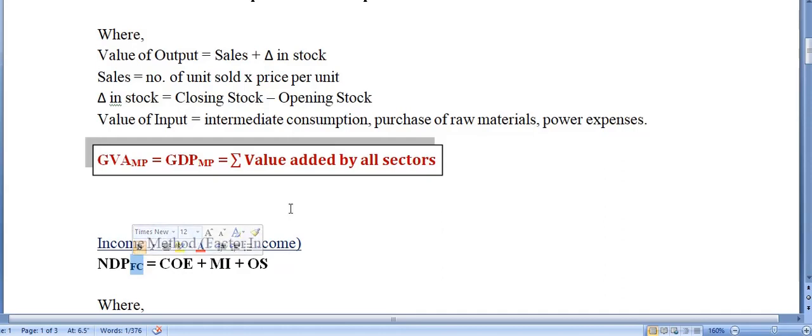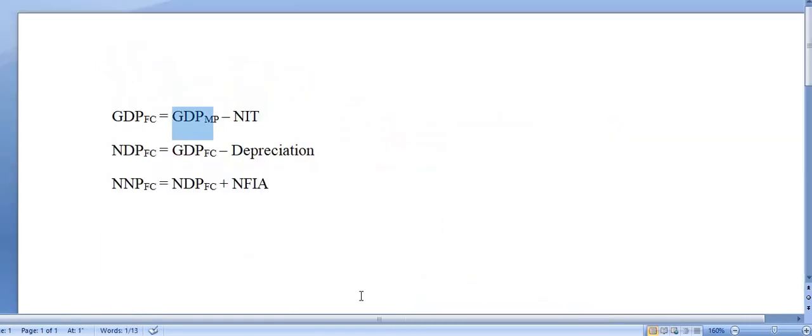The income method and the value added method are the same, but there is a slight difference: from the income method, if you want to go to GDP MP, you have to add depreciation as well as NIT, that is net indirect tax. Let me just show you out here. Now from NDP FC, let me just copy this section.